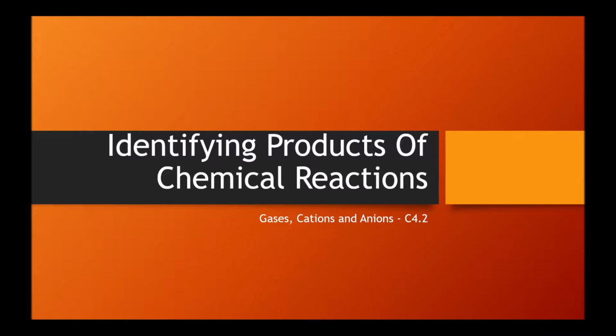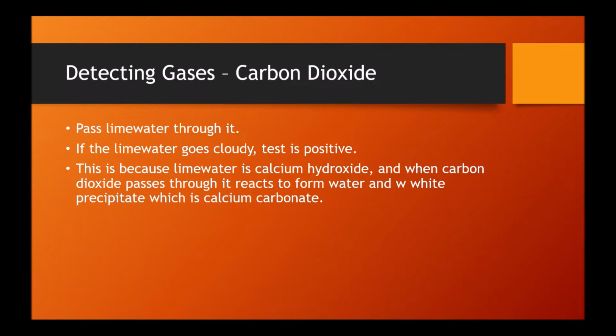Hey guys, and welcome to this presentation on identifying the products of chemical reactions, which is C4.2. So if you're detecting carbon dioxide, what you have to do is pass it through lime water. And if the lime water goes cloudy, then there is carbon dioxide.